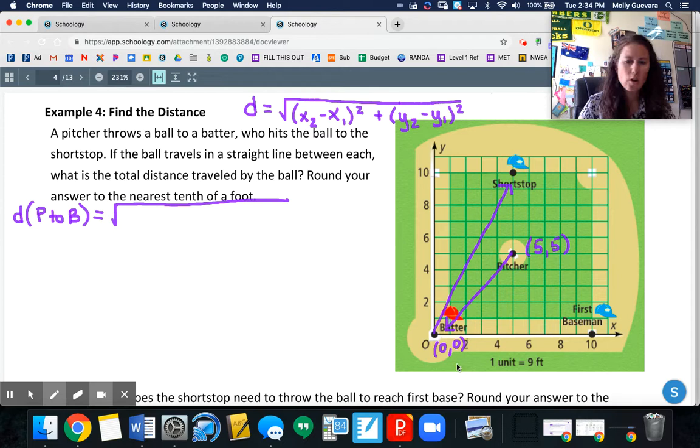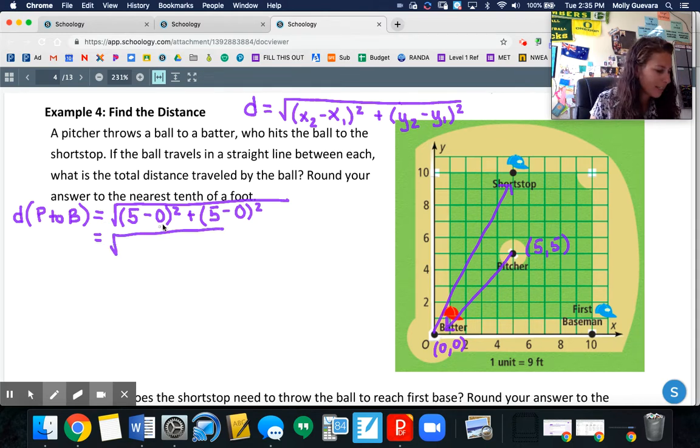Now that we know what the coordinates are, we can start plugging these into the equation. Again, it doesn't matter what you call x1, x2, y1, y2. I'm going to call this the 2's, and this the 1's. So my second x is 5, minus my first x, which is 0. I pulled the two x's, one from this point and one from this point, and I'm subtracting them. Plus, over here, my second y is 5 again, and my first y is 0 again.